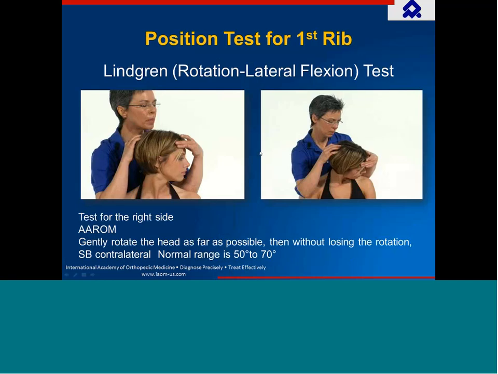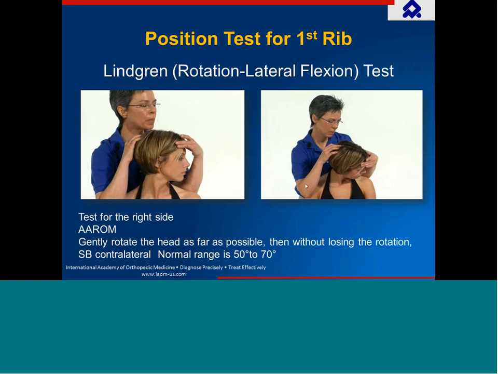Another important test is back to the position of the first rib. And this is a lingering test where we do a rotation and we do a side bending. It's called the rotation lateral flexion test, originated by Lindgren. And it gives us a sense of the position of the first rib, whether it's elevated, which would increase that tension over the top, or if it's more appropriately positioned.